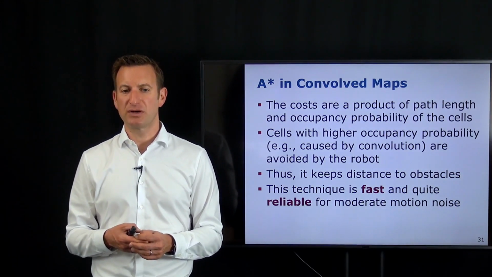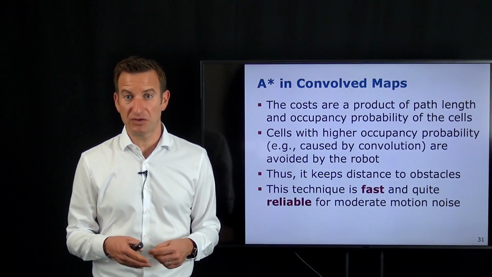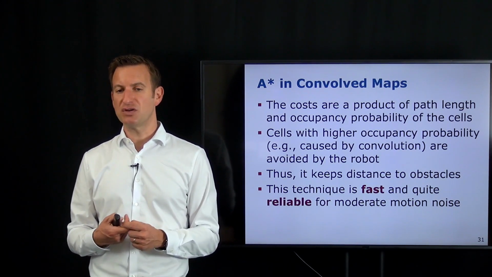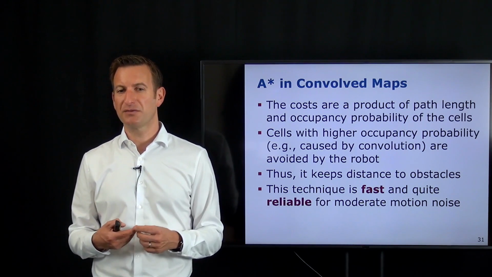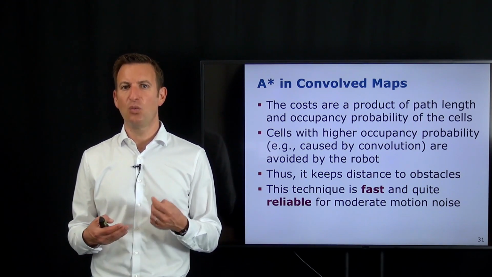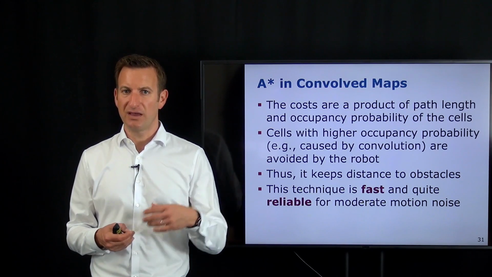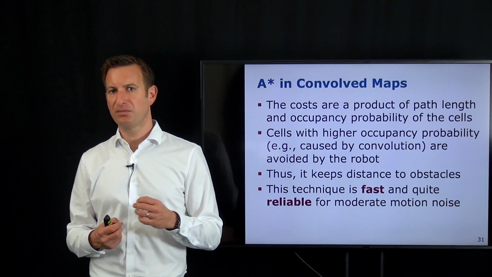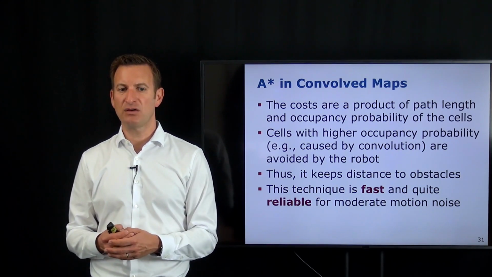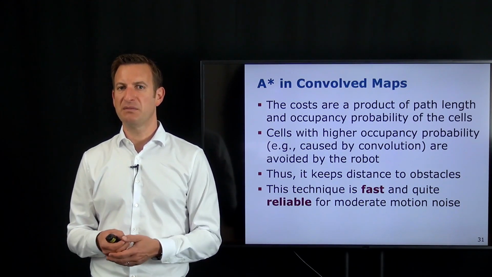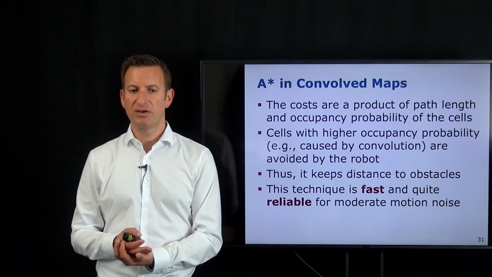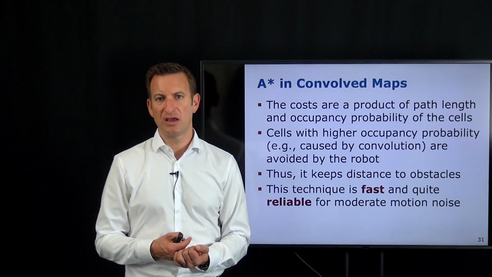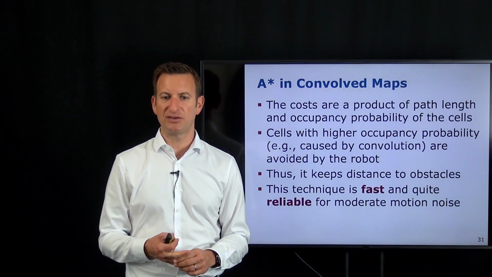But it keeps the robot away from obstacles, and this is a fast and quite reliable technique if you have moderate noise. Moderate noise can be noise in your localization, let's say you're a few centimeters off, or noise in your motion execution, because the system will often not exactly execute what you tell it to do. If you say, go a meter forward, maybe the system goes a meter and 1 centimeter forward. And if you plan very precisely without taking convolutions into account, this 1 centimeter more may already lead to a collision. So this convolved map is something that you also need to take into account if your system does not precisely execute your command.